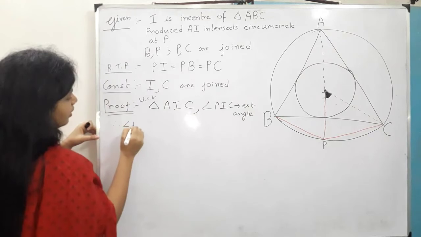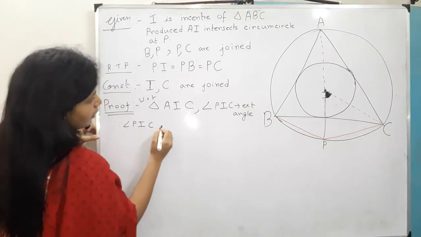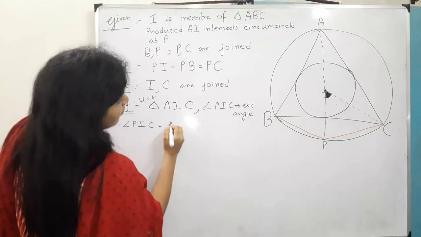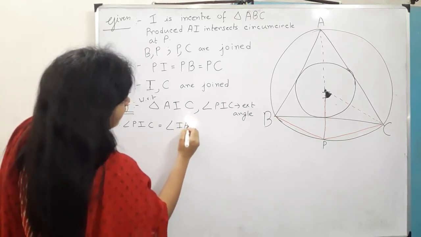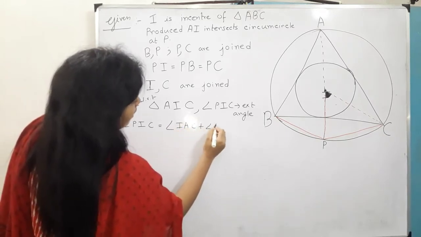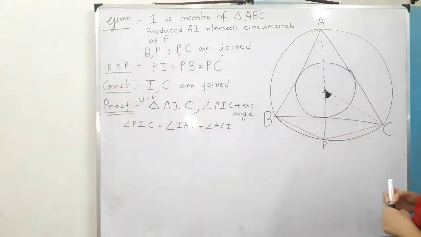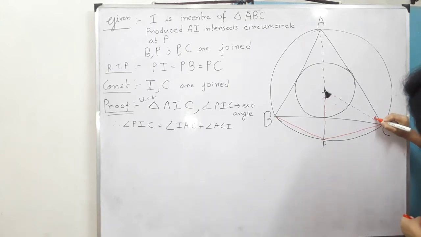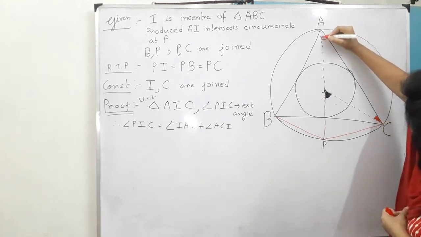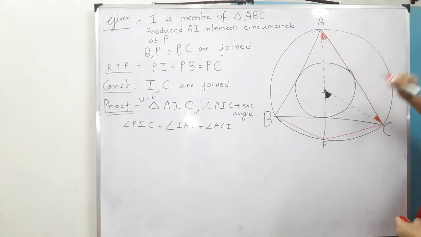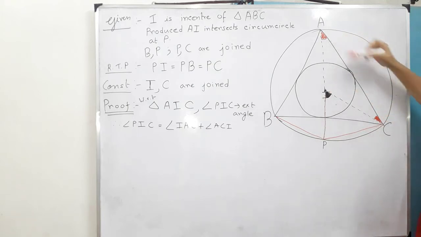Therefore, we can say angle PIC equals angle IAC plus angle ACI. We know that the exterior angle of a triangle is the sum of the opposite interior angles, means these two, this one and this one. So angle PIC equals angle IAC plus angle ICA, sum of these two angles.